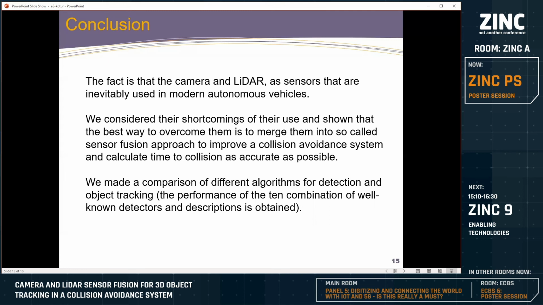And for conclusion, the fact is that camera and LiDAR are inevitably used in modern autonomous vehicles. We consider the shortcomings of their use and showed that the best way to overcome them is to merge them into so-called sensor fusion approach to improve a collision avoidance system and calculate time to collision as accurately as possible. We also made a comparison of different algorithms for detection and object tracking.